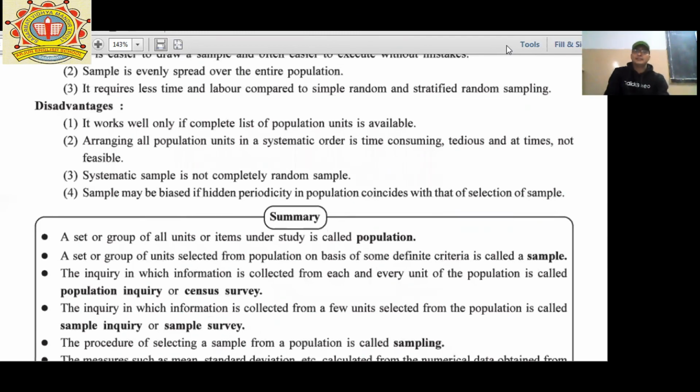Next, the sample may be biased if hidden periodicity in the population coincides with that of the selection of the sample. It means that these sampling techniques may be biased and sometimes not appropriate.